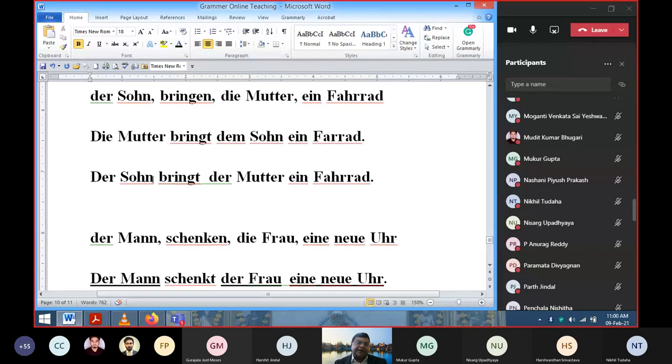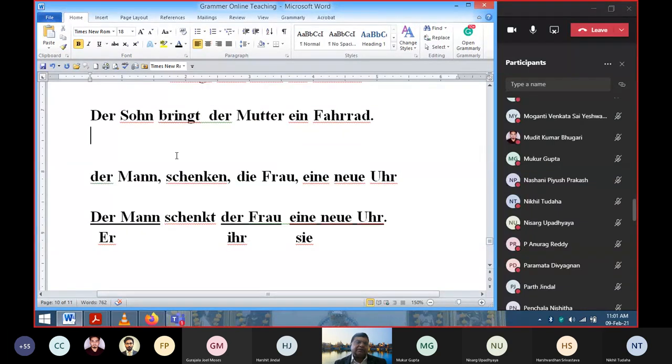Similarly, if you try here, der Sohn bringt der Mutter ein Fahrrad. So if I ask you to replace it by appropriate pronoun, so just try. Okay, so what pronoun you will be using for der Sohn? Er. Yeah, I am asking some other persons also, so tell.